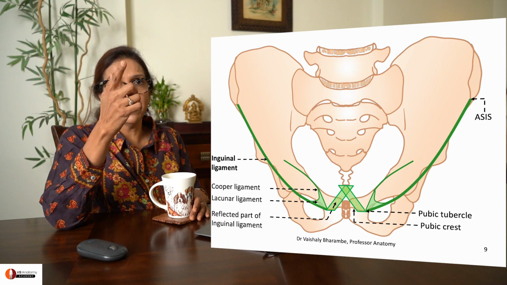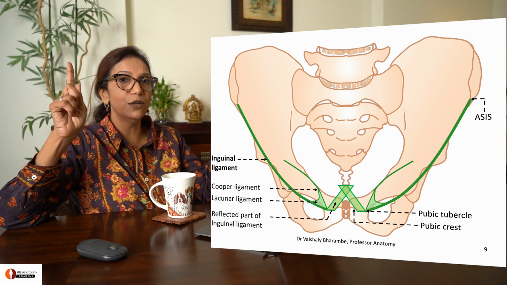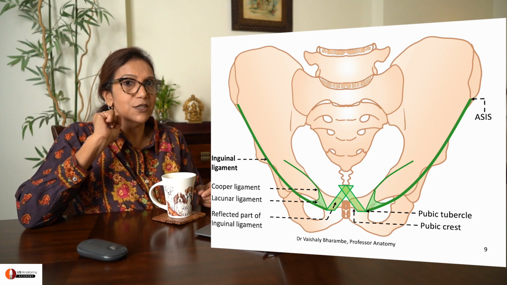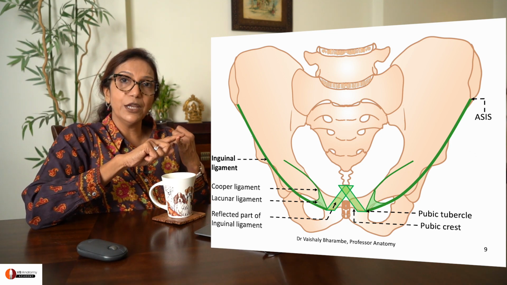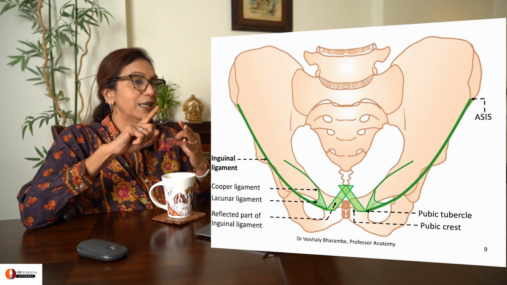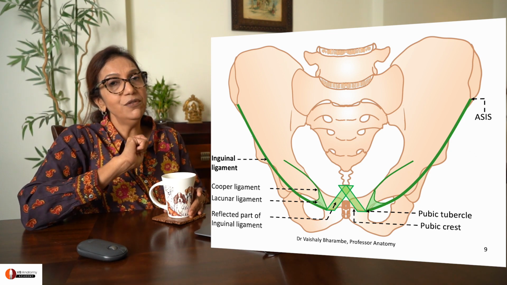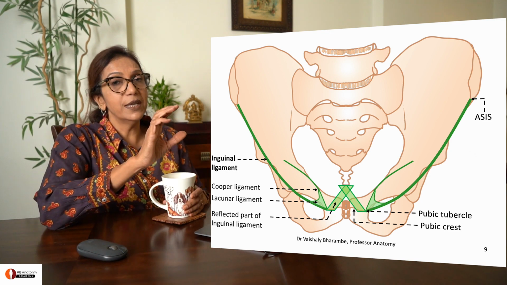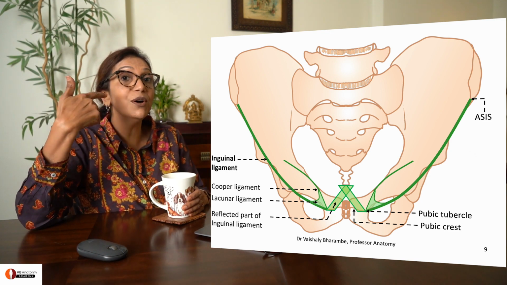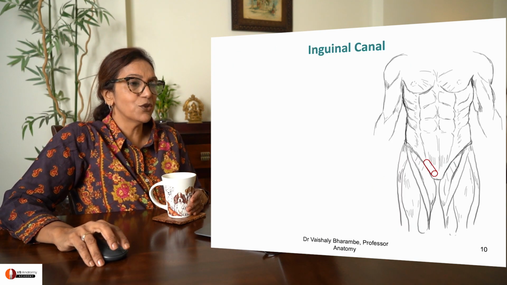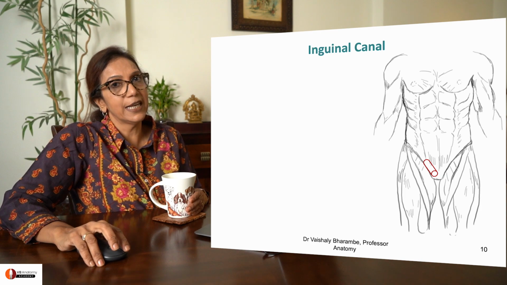So now think. Inguinal ligament from anterior superior iliac spine to pubic tubercle gives rise to 3 extensions. One is the lacunar ligament, triangular. 2 is the pectineal ligament and 3rd is the reflected part of inguinal ligament. Please come back to this slide or this part of the video whenever you are forgetting these terms. Okay. With this basic information, let's begin inguinal canal.